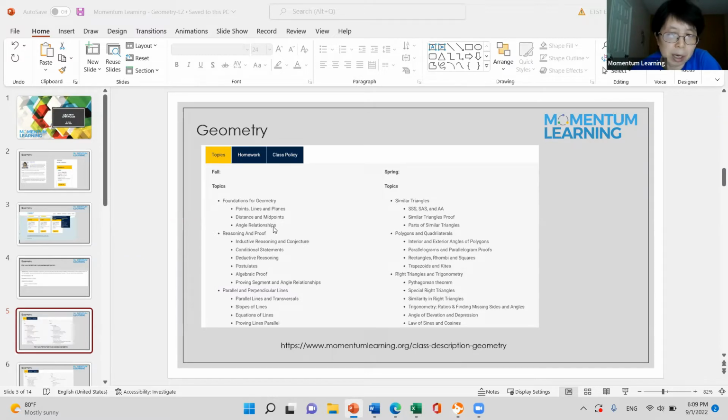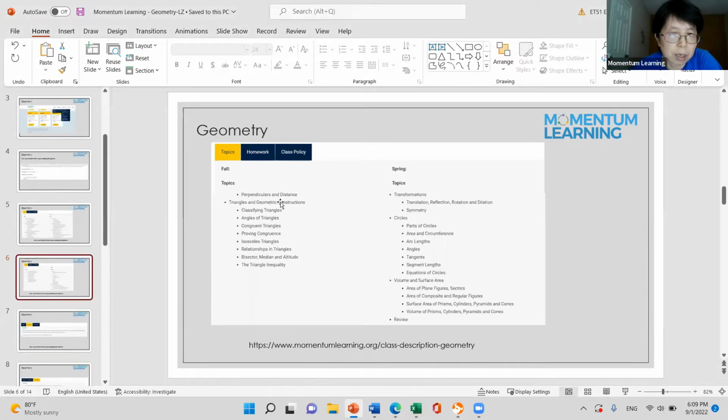I split it into two parts. Then we're going to learn parallel lines and perpendicular lines. I think the students have already learned this. We'll go to the next page. This is a continuation of the topics for the fall semester. And then we're going to learn about triangles. In this part we're going to learn how to prove triangles.